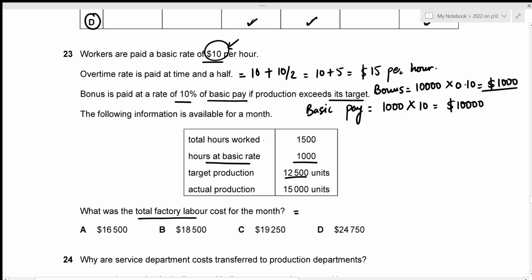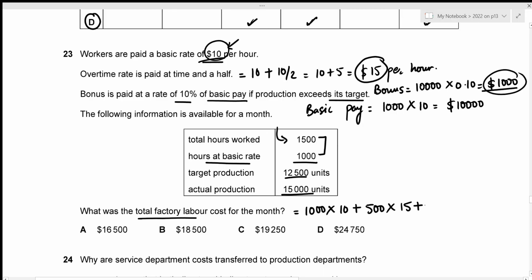We are told that the total hours worked is 1500. So for the 1000 hours, they will be getting the basic rate of 10 per hour. Then we have additional 500, right? So for those extra 500, they'll be getting the overtime rate of 15 per hour. And we can also see that the actual production is 15,000, which is greater than the target production. And if the production exceeds its target, we need to pay the bonus of 1000.